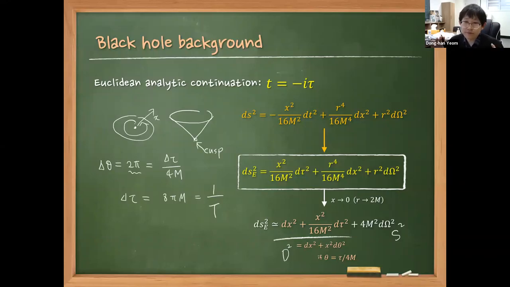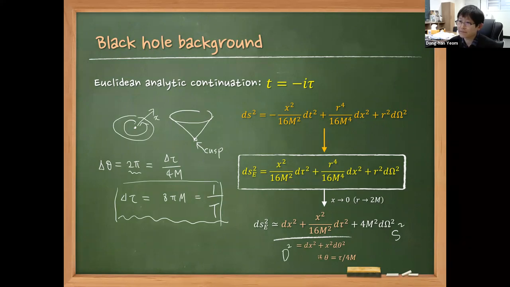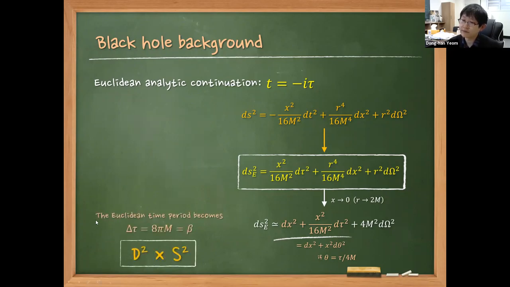So in order to avoid the existence of the cusp in the Euclidean manifold, the only canonical Euclidean time period is this one. This is the only condition for the cusp-free condition. Then in this cusp-free condition, delta tau equals 8 pi m, which is the inverse of the Hawking temperature. So the canonical Euclidean time period becomes delta tau equals 8 pi m, which is the same as beta, or you know, in statistical mechanics, beta is 1 over T.